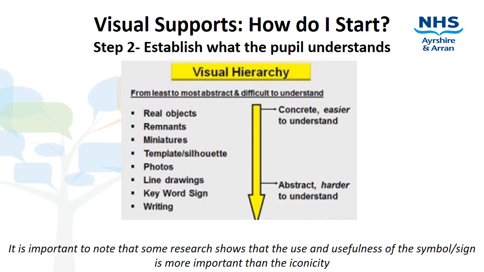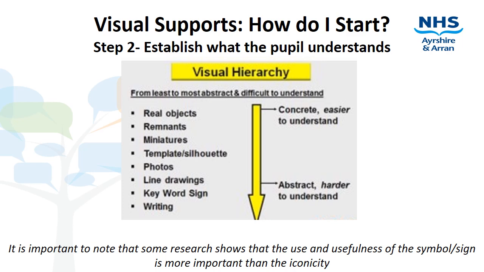The next thing to do is to establish what the pupil understands. So the visual hierarchy states that real, tangible objects are the easiest to comprehend because they are concrete and the least abstract. Writing is hardest to comprehend because it's the most abstract, and photos lie somewhere in the middle and they're easier to comprehend than symbols. However, research into the natural acquisition of sign language and arbitrary gesture has demonstrated that iconicity of the symbol or the sign doesn't influence first word learning in young people. The use and usefulness of the symbol or the sign is more important than the iconicity.